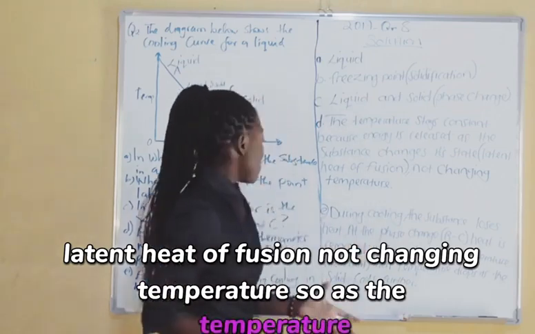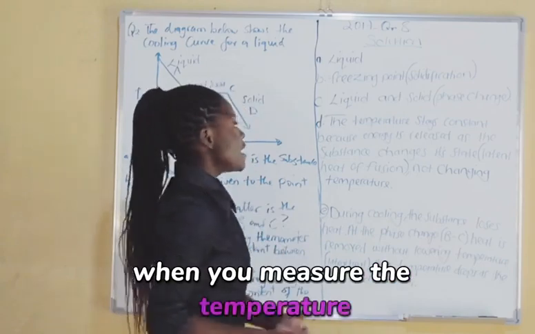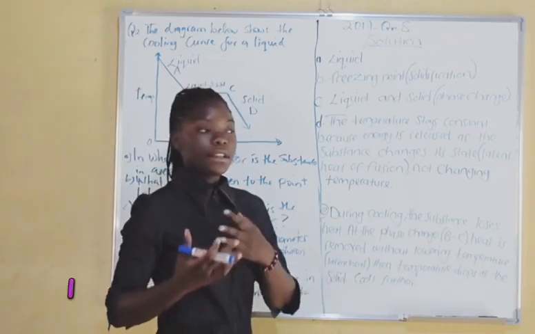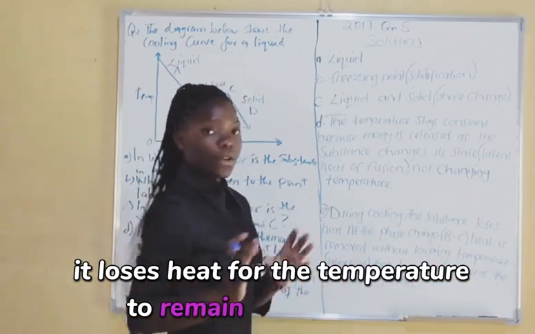As the change takes place from a liquid to a solid, when you measure the temperature it will stay constant, because the liquid, as it was cooling, loses heat for the temperature to remain constant.